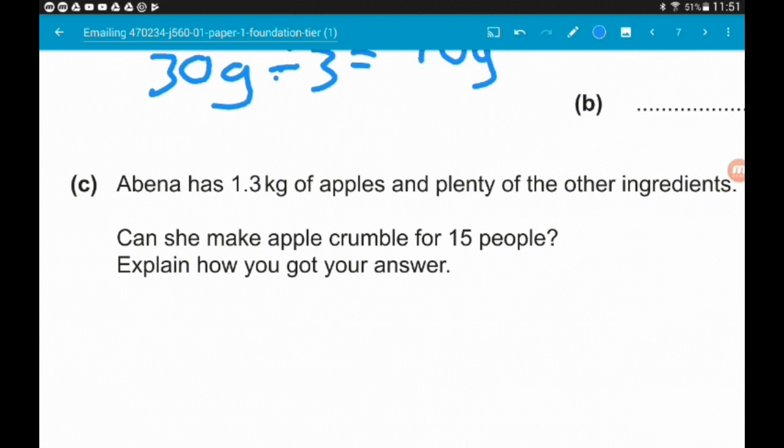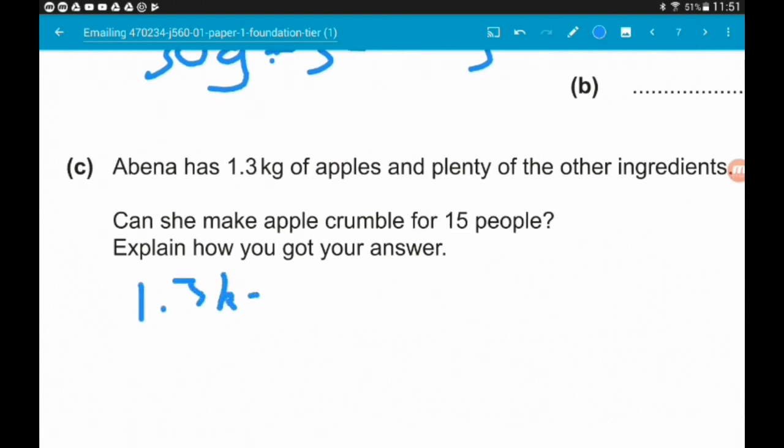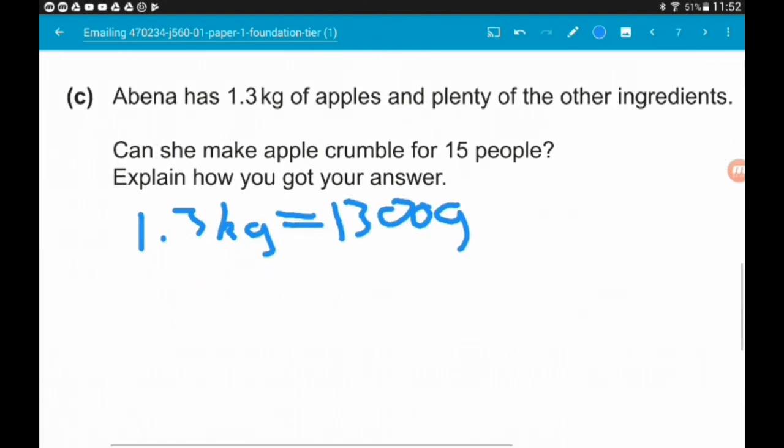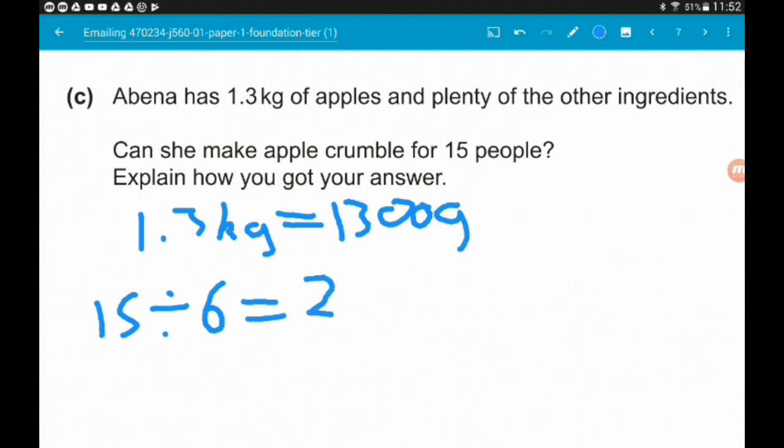Okay, then for part C, Abina has 1.3 kilograms of apples and plenty of the other ingredients. Can she make apple crumble for 15 people? We must show how we get our answer. So first of all, 1.3 kilograms, multiply that by 1,000, and we get 1,300 grams. So for 15 people, we need to know what we would need to multiply the ingredients of the recipe for 6 people by. So if we did 15 divided by 6, we get 2.5. So that means for 15 people, we multiply the recipe for 6 people by 2.5.